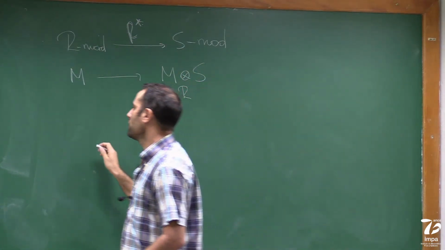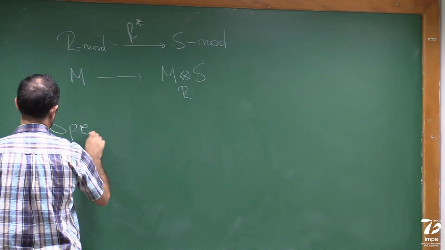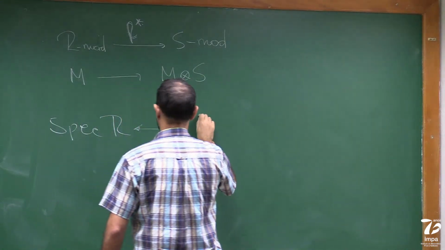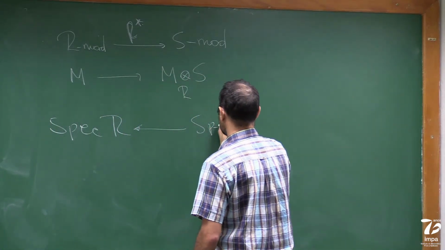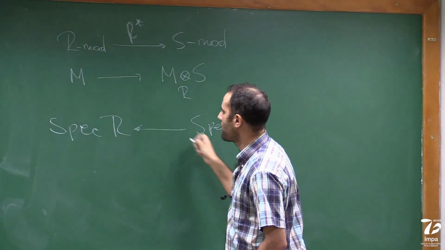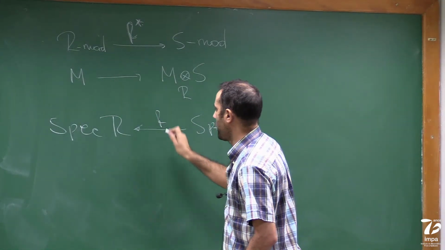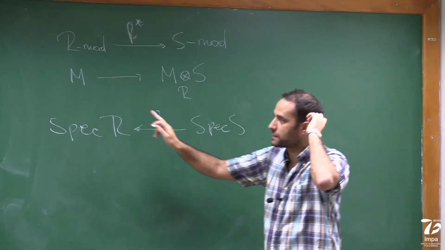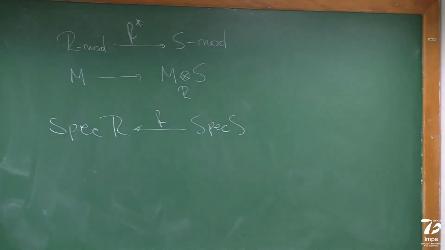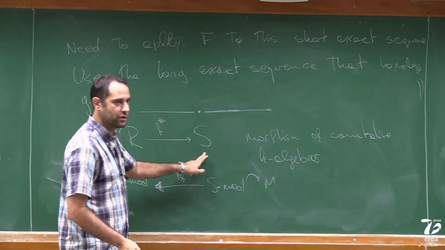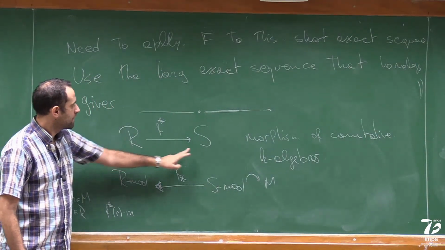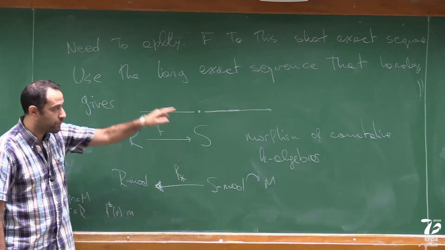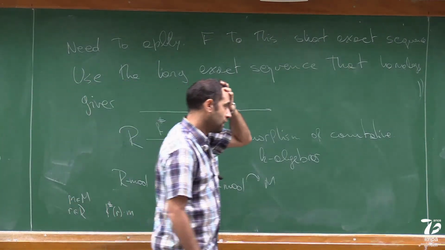And in geometry, if you take the spectrum of R and the spectrum of S, then you have a map in this direction that is called F. So I have this F at the level of topological spaces by pulling back maximal ideals or prime ideals, depending on the flavor of geometry you like. You have this F upper sharp at the level of functions, and you have the push forward and the pullback at the level of modules.